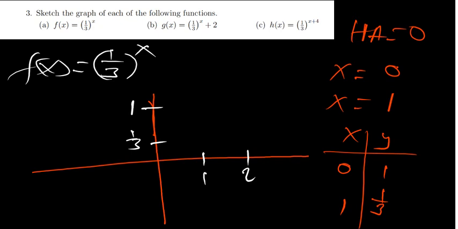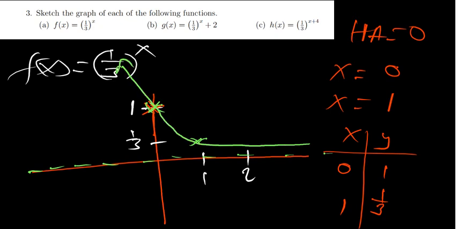So the first is 0 comma 1. Where is it? 0 comma 1 in x is 0, so it's this point here. Let me use a different color. Then the next one, 1 comma 1 over 3, is this point. But remember, the horizontal asymptote is at 0, so the graph is leaning toward the asymptote, and it has to go in that direction.